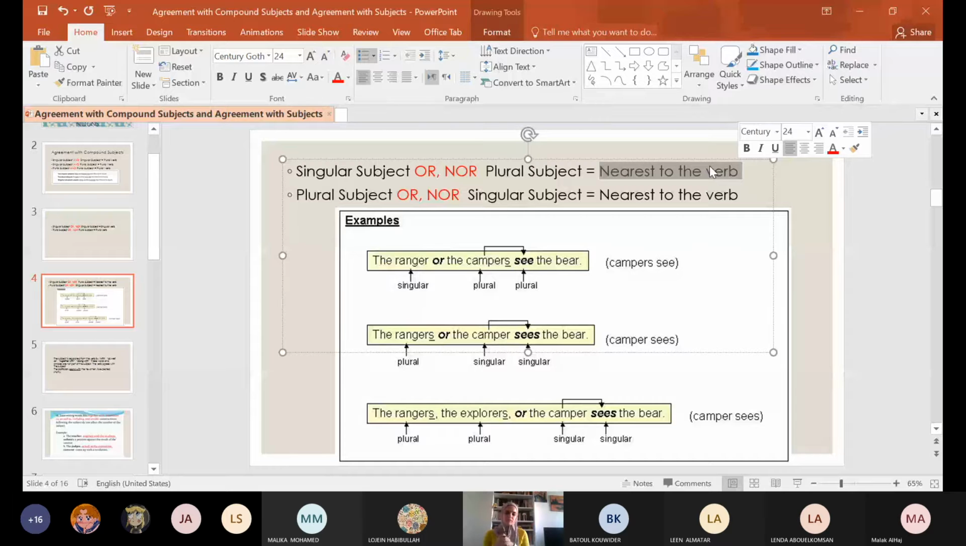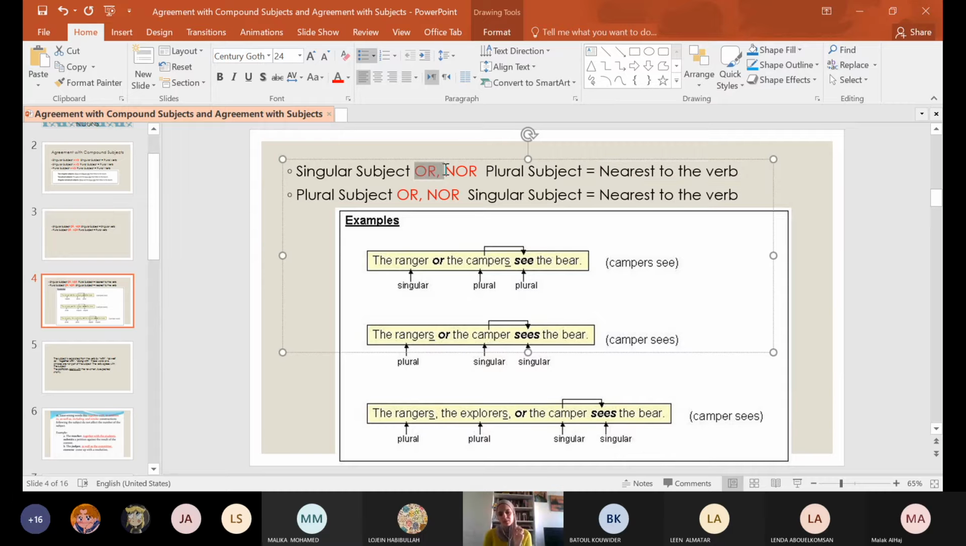So, wants, once with S or without S? With S? Parents is plural, so want. Yes, Batul. Yes, Habib. It's my brother and my parents. Brother is singular, or parents. I take the nearest to the verb because they are connected by or.